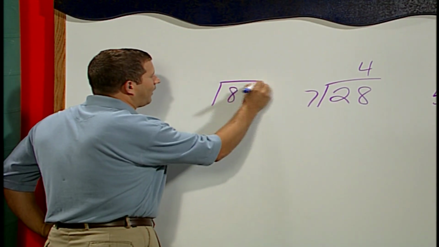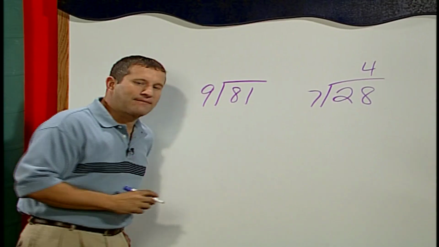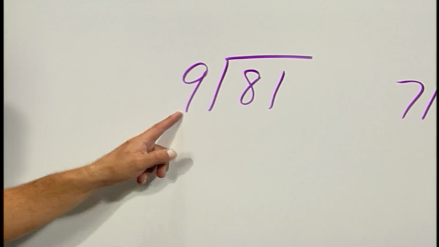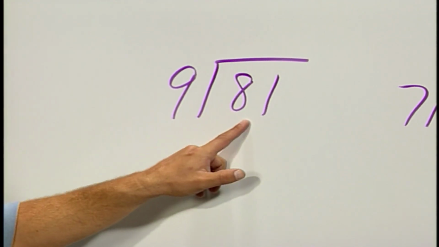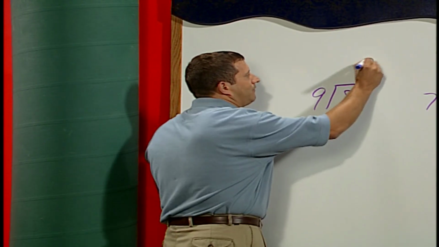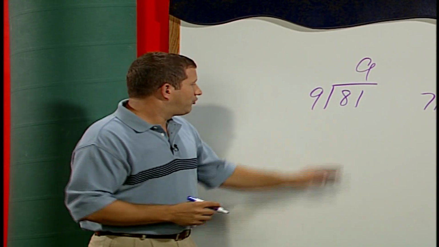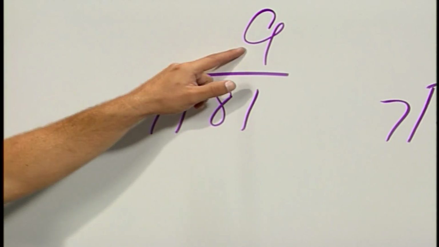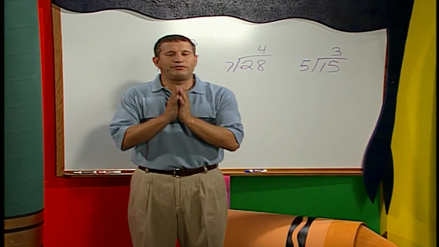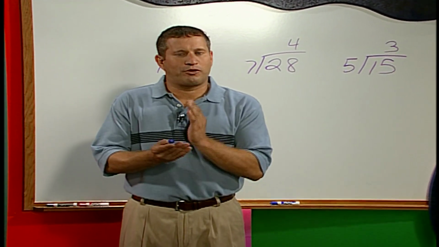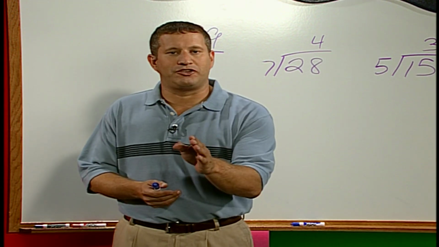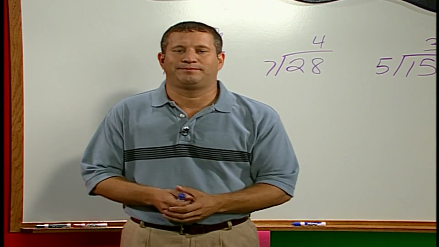81 divided by 9? What's the first question your brain should ask is 9 times what equals 81? And we all know now that 9 times 9 is in fact 81. So 81 divided by 9 is 9. Just remember, when you're trying to do division, that it's just reverse multiplication. So practice your basic addition and multiplication skills, and I promise you division will be easier than you ever thought.